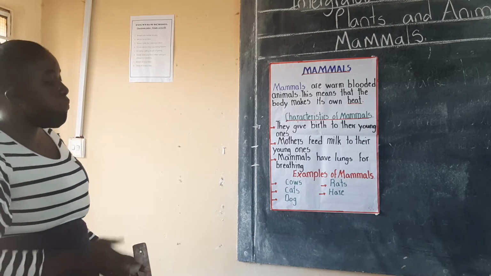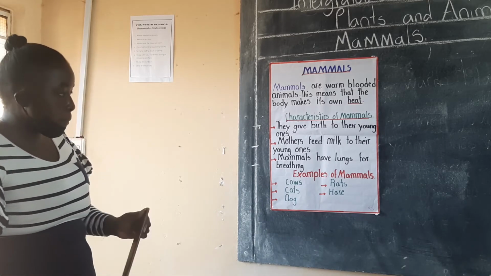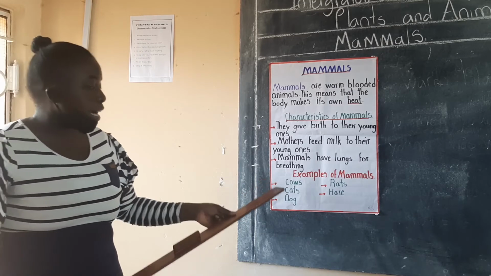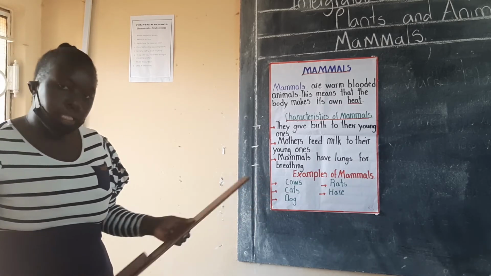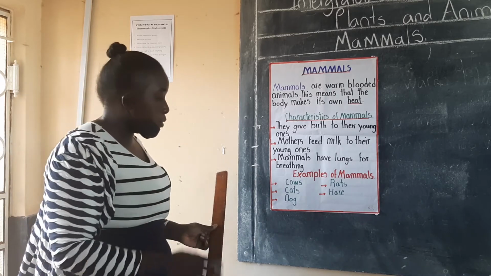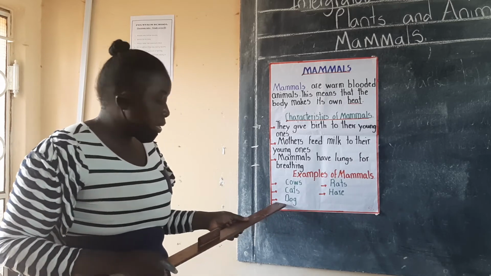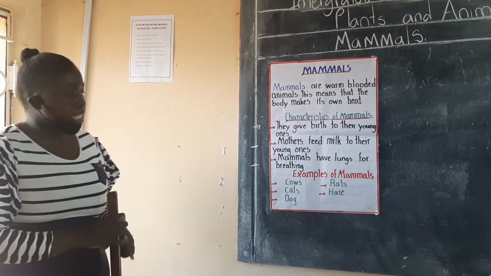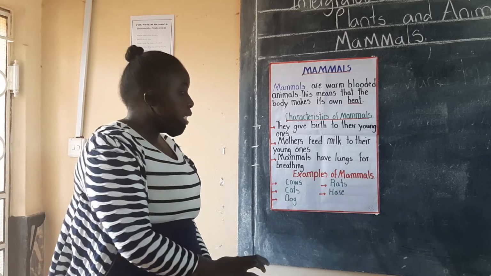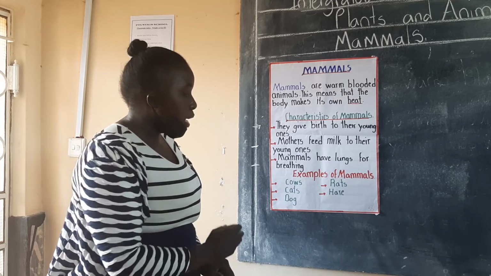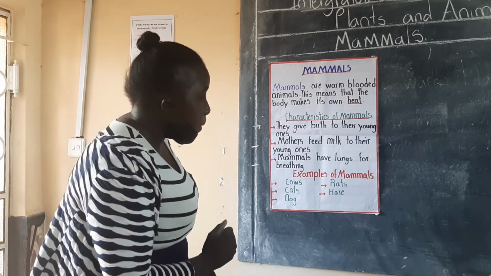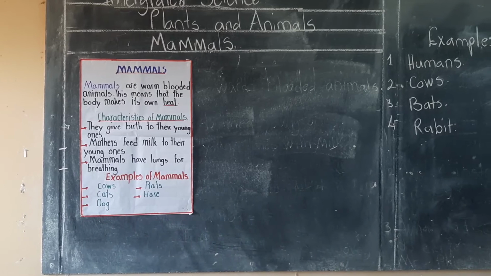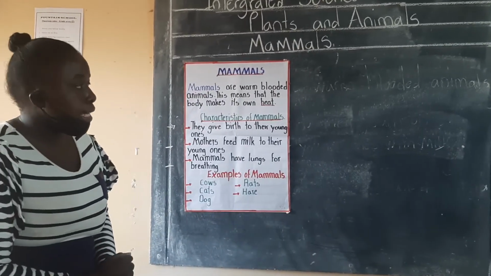So here we have examples of mammals. The first one, we have cows, like we said. The second one, we have cats. Cats are also in the category of mammals. We also have dogs. They are also under mammals. We also have rats. We also have hare. These are just some of the animals that are found under mammals. Combined with those that we mentioned, we have humans, bats, and rabbits. All these animals are found under mammals.